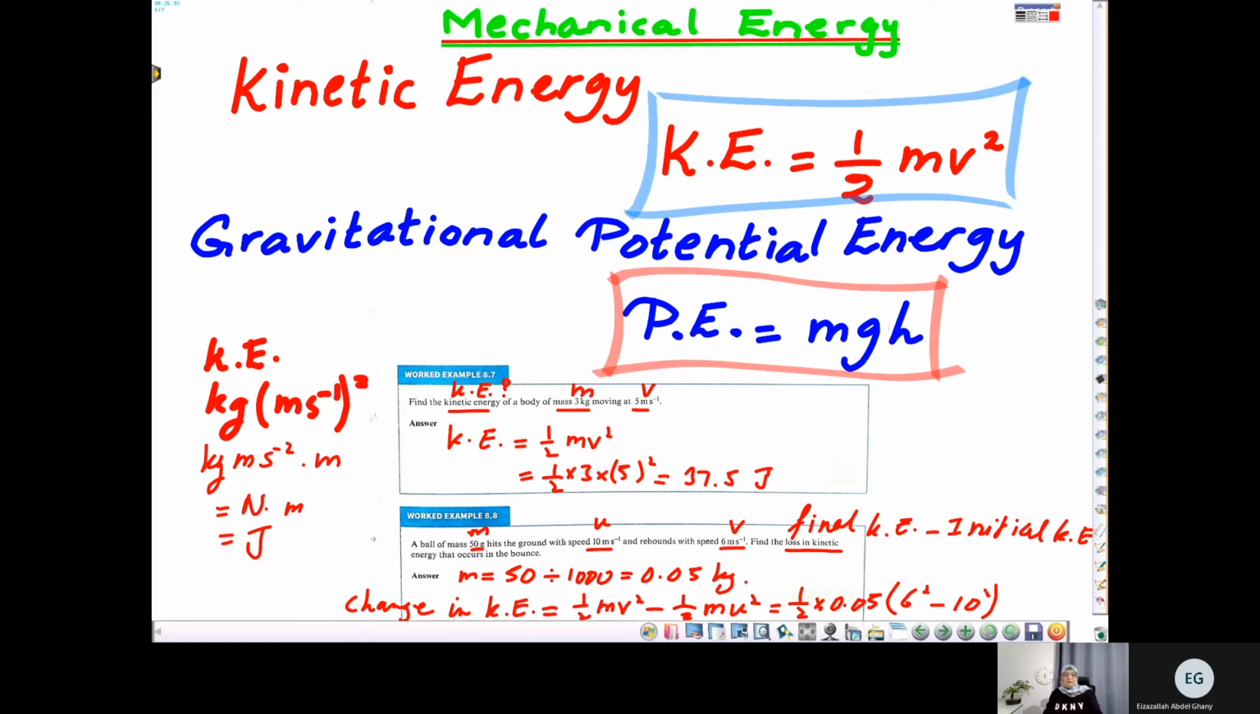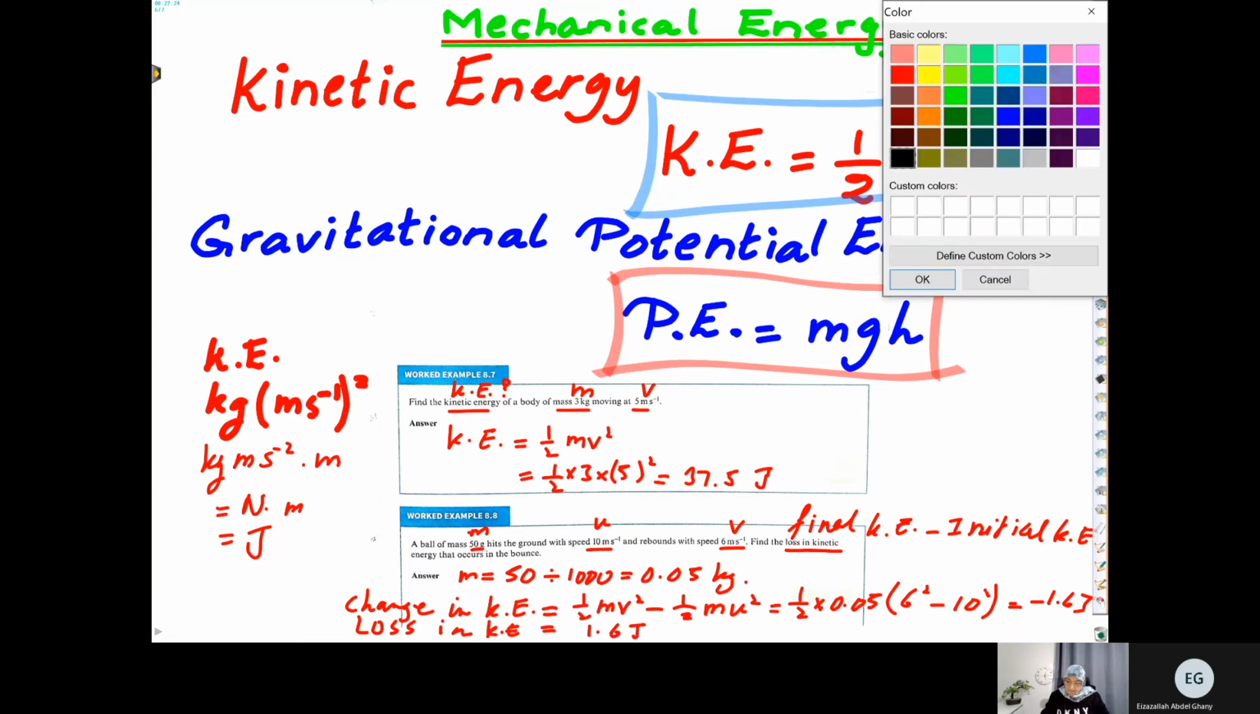If you want to calculate each kinetic energy individually, kinetic energy before in joules, kinetic energy after, and then subtract them, no problem. So it is negative 1.6 joules. To say the word loss, don't mention the sign. Loss in kinetic energy is 1.6 joules.